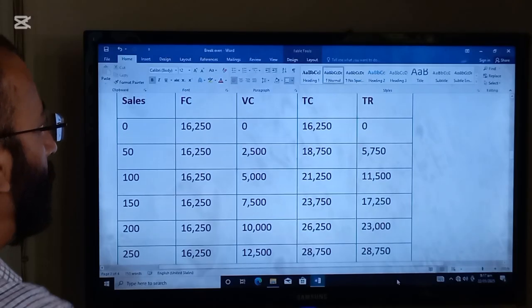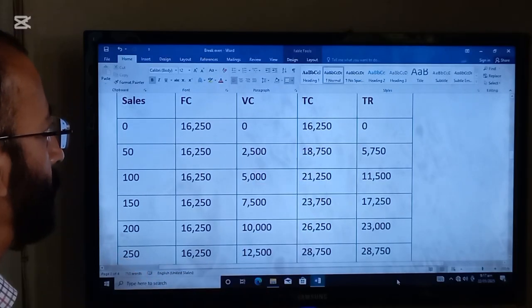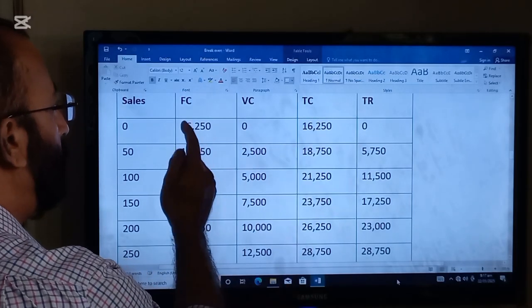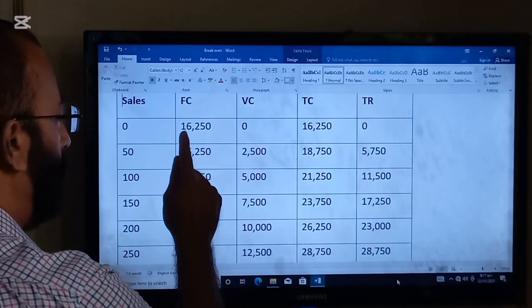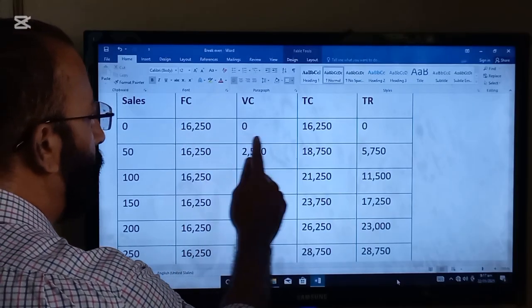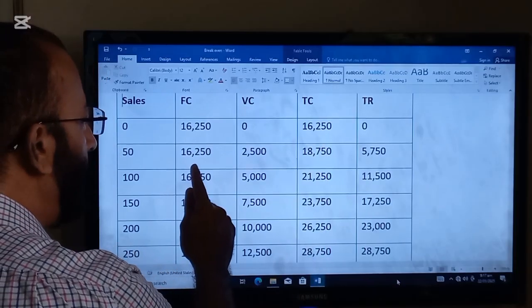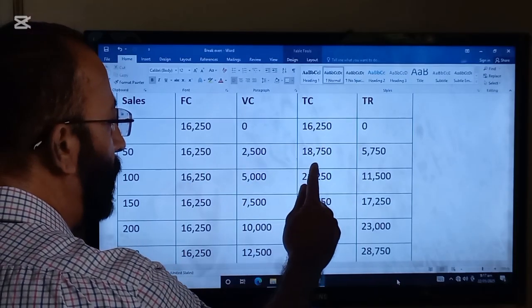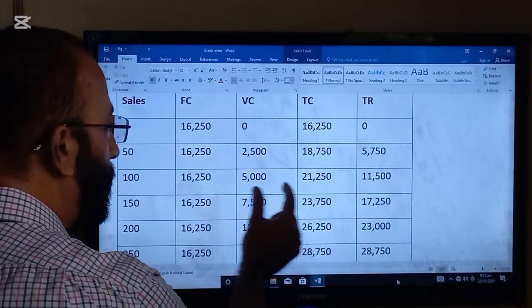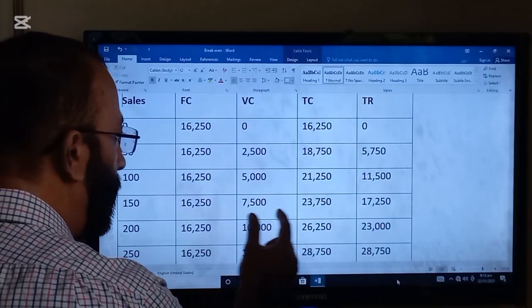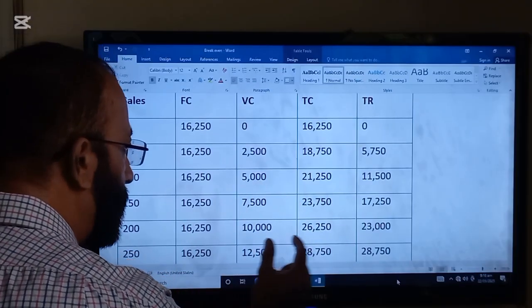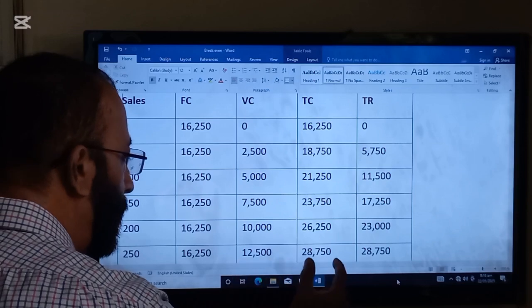Next is the column of total cost. Total cost is equal to fixed cost plus variable cost. So 16,250 plus 0 is equal to 16,250. 16,250 plus 2,500 is equal to this. This plus this equals this, and the same for the remaining rows.